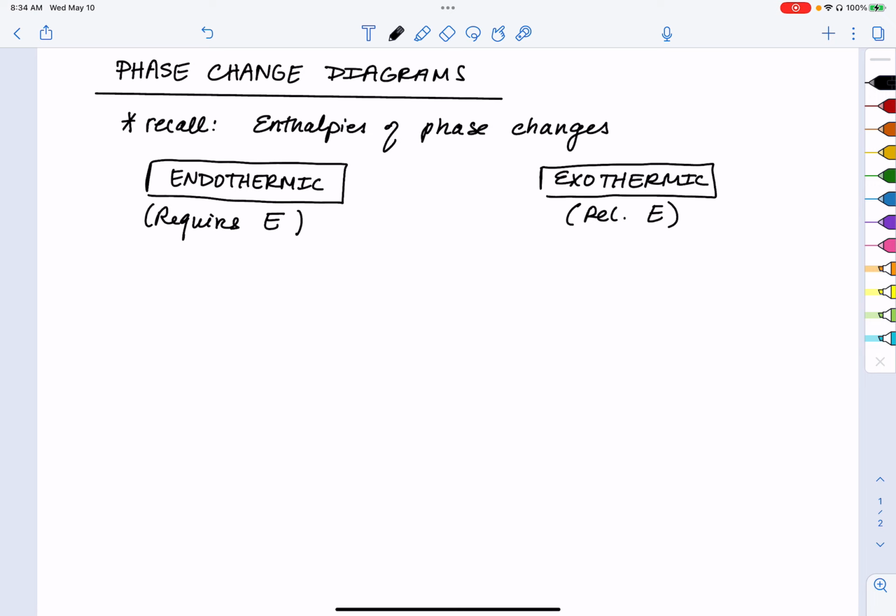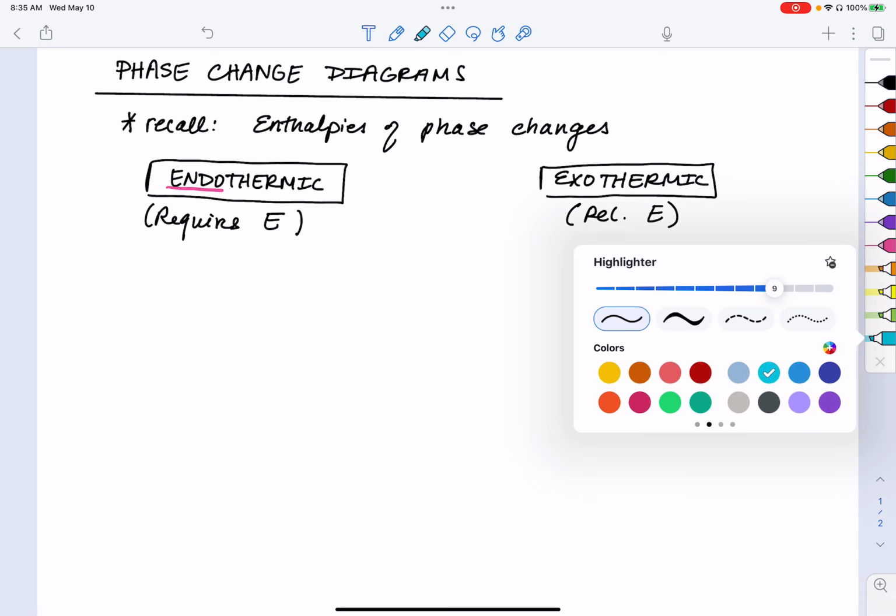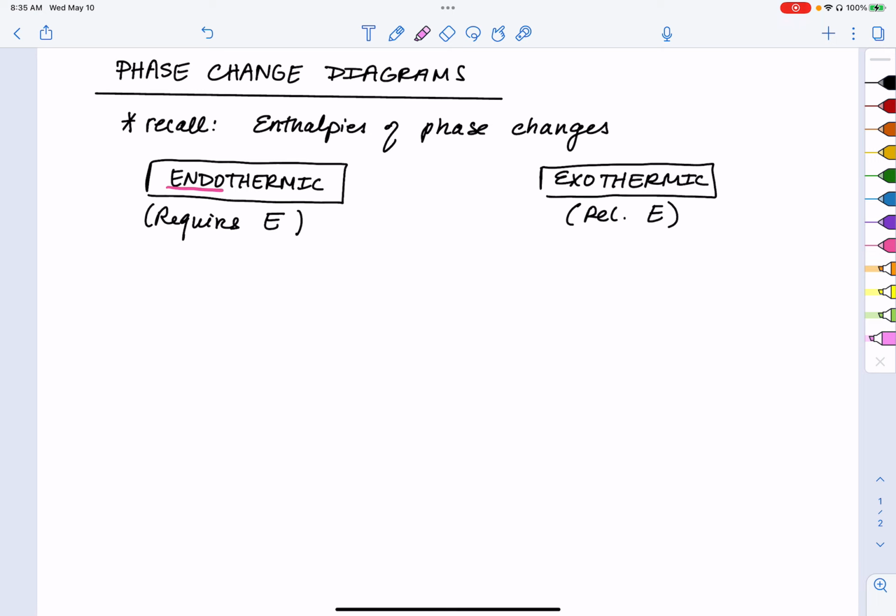So remember endothermic, endo, interior. This is something that requires energy. So energy is absorbed in order for that phase change to happen. So energy absorbed. And in this class, we often are talking about thermal energy, so heat is absorbed.